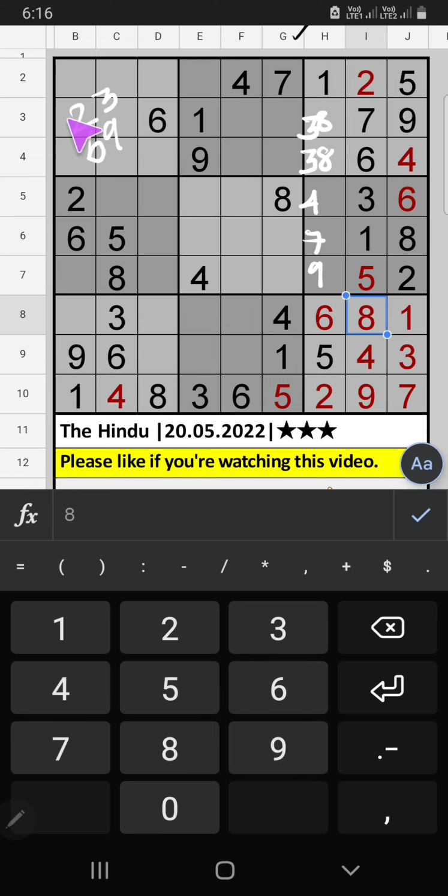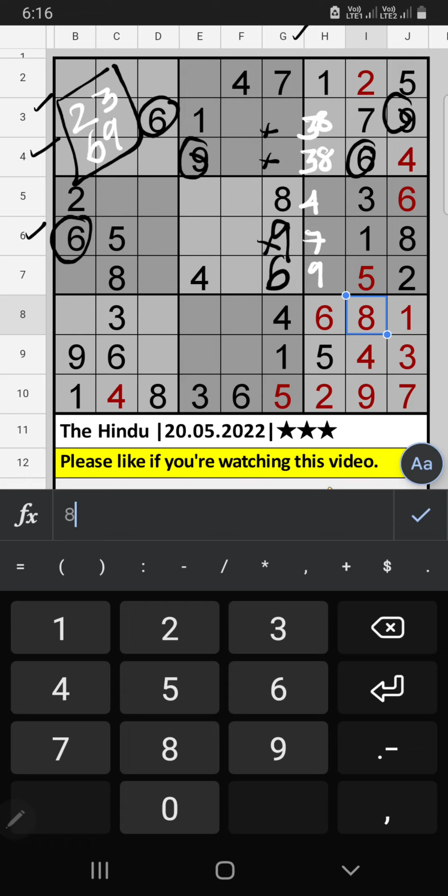Column J, 4 numbers are remaining: 2, 3, 6, 9. 3rd row and 4th row, we have 6 and 9. So 6 and 9 can't come in these cells. It will come in another 2 cells. 6th row, we already have 6. So 6 can't come in this cell. 6 is confirmed here. Then 9 is here. Then only 2 numbers are remaining, 2 and 3. It will come in one of the 2 cells. We will confirm later.